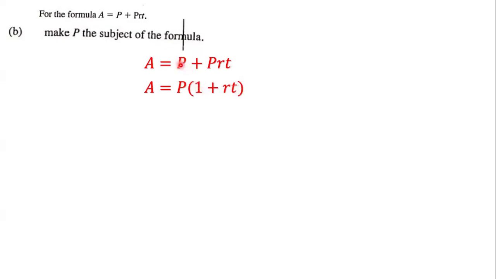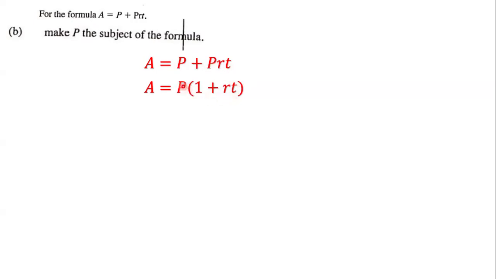So we factor out, we notice that P is here and P is here. So P is a common factor of both of these terms. And so we factor out a P. And so when we factor out a P, we are left with 1 plus RT. And so we know that we are left with 1 plus RT because P times 1 is still P, and P times RT is PRT. And so this at the bottom here is the factored form of this expression right here on the top. But our goal is to make P the subject of the formula.